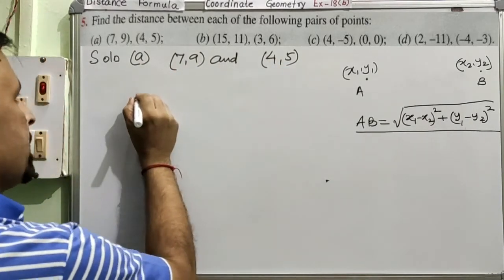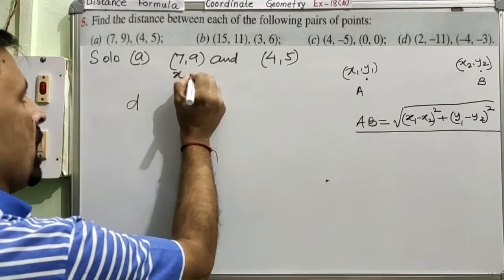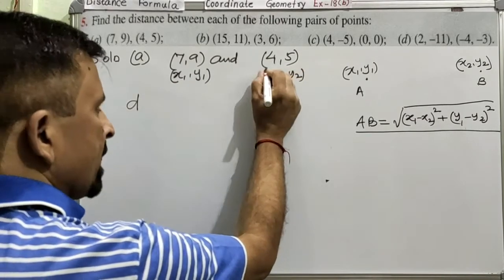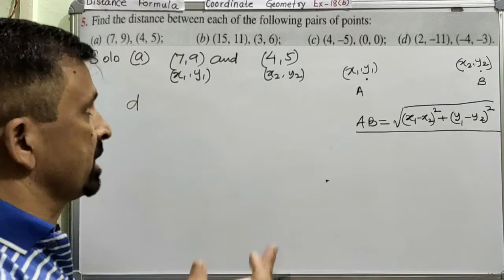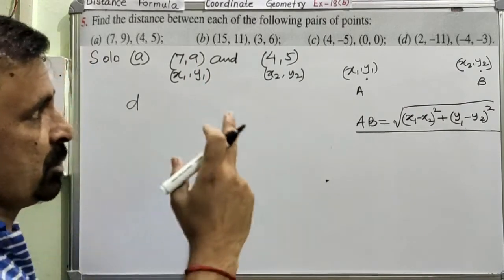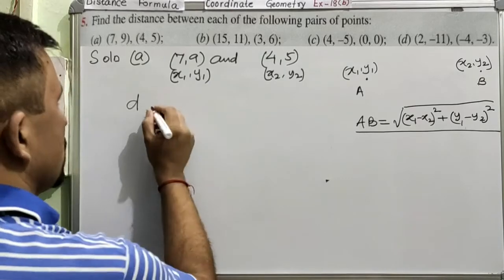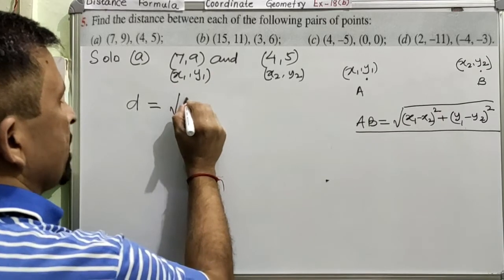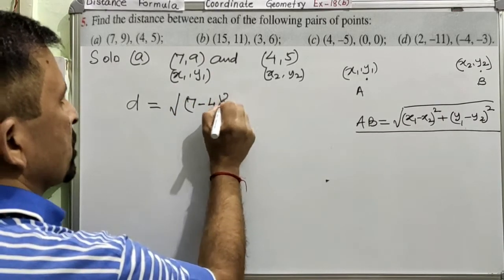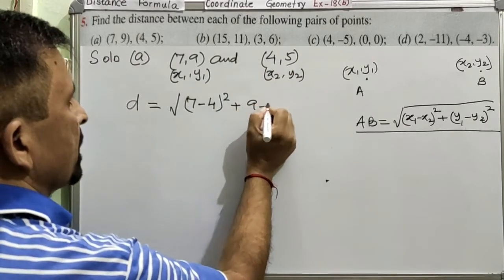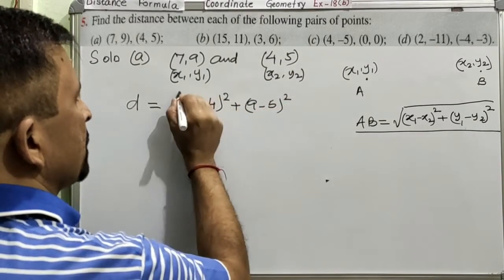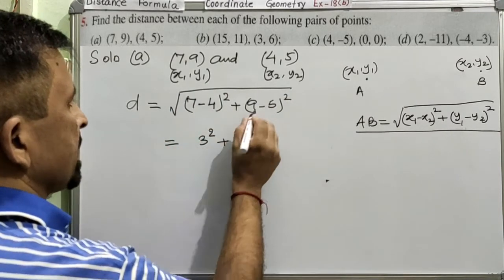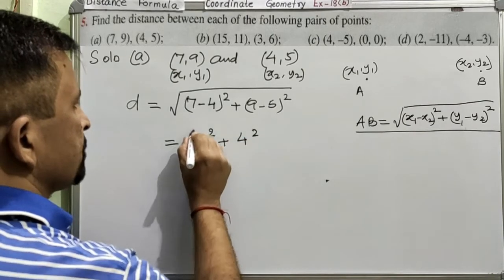So with this, we will find the distance between this and then this point. So this I can assume as x1, y1, right? And this is x2, y2. Better if we can write it under this, so that we will not have any confusion about which point I am going to consider as x1, y1 and which point as x2, y2. So with this, we can start, right? 7 minus 4 whole square plus 9 minus 5 whole square. So 7 minus 4 is 3 square, and 9 minus 5 is 4 square.